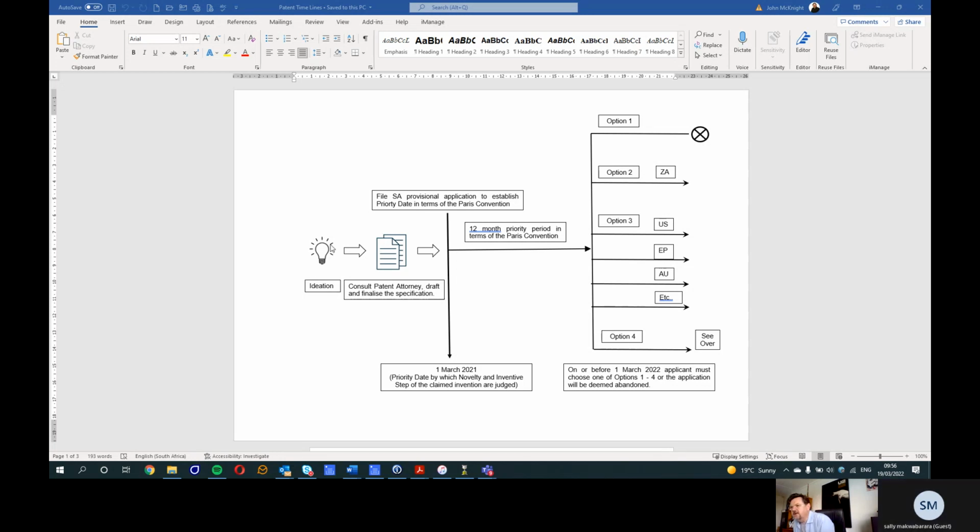So, right, this is what you're talking about. There's a light bulb moment, right? The inventor says, oh, okay, to solve this problem, I need to replace sulfuric acid with hydrochloric acid. He has an idea. He then goes to consult his patent attorney, and they draft and finalize the patent specification. And there it is.